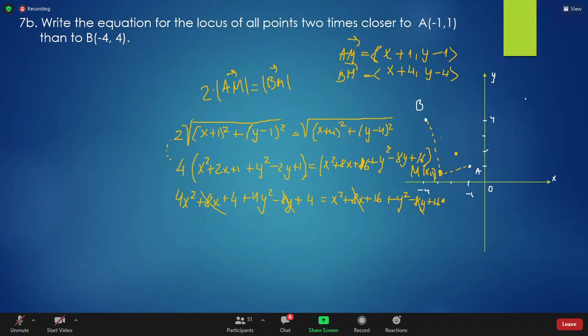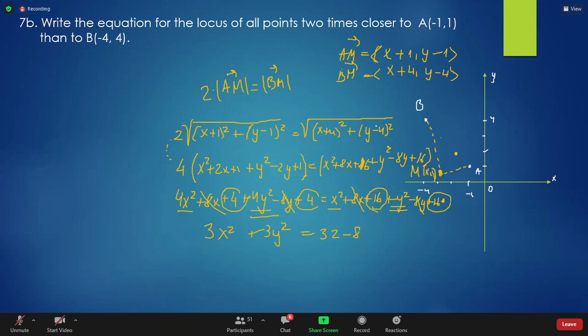And so when we put things together, moving to the left-hand side, 4x squared minus x squared is 3x squared. 4y squared minus y squared is simply 3y squared. And on the right-hand side, we have 16 and 16, that's 32, and then we have 4 and 4, that's 8. 32 minus 8, that's 24. And so dividing both sides by 3, we have x squared plus y squared equals 8.